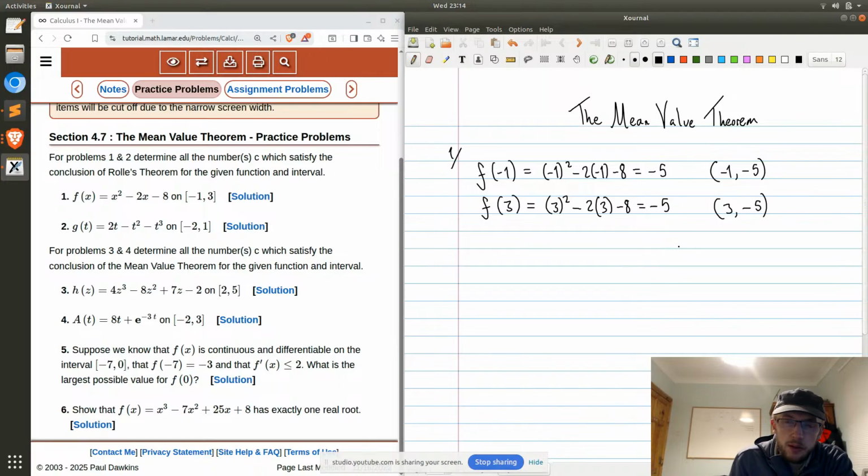And therefore, there is a point from -1 to 3 which has the tangent line with a gradient of -5 according to Rolle's theorem. So we compute f prime of x, the first derivative, and we get 2x minus 2. And so we solve. 2x minus 2 equals minus 5. Add 2 to both sides. We get -3 over there. Divide by that.